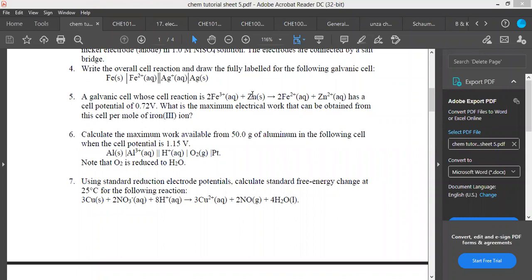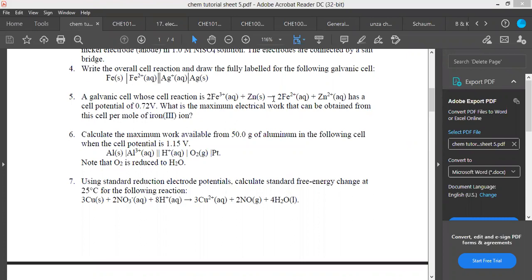So what are the half equations of this particular question? Your half equation will be, you write Fe3+, and then since the charge has reduced, you're going to put plus an electron, and then the reaction arrow, this sign, after you've written the electron, then you write Fe2+. Okay, so that is your reduction equation.